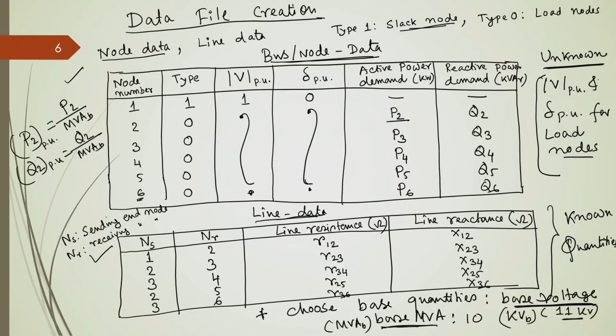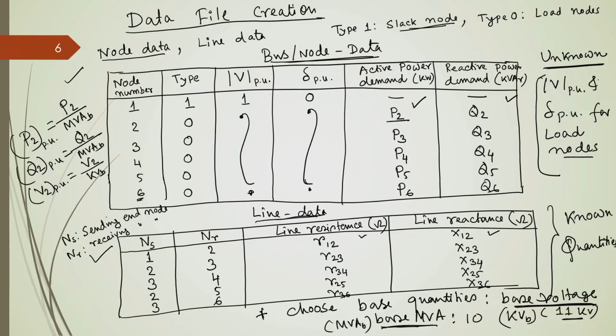All right. Similarly, for all the voltages, V2 per unit will be the actual voltage divided by the base kV. So, by normalizing with these base quantities, we will convert the kilowatt and kVAr to per unit. Similarly, we also know the line reactance and line resistance. These quantities also you need to convert to per unit.